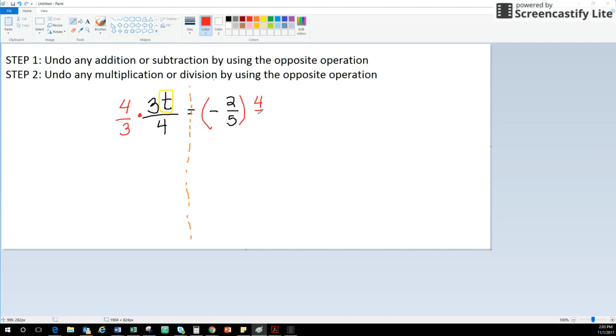And some of you might be asking, Mr. Scheer, why'd you just put parentheses over top of that negative 2/5? Because of that negative sign. I don't want to forget there's a negative sign there, so I wanted to protect that real quick.